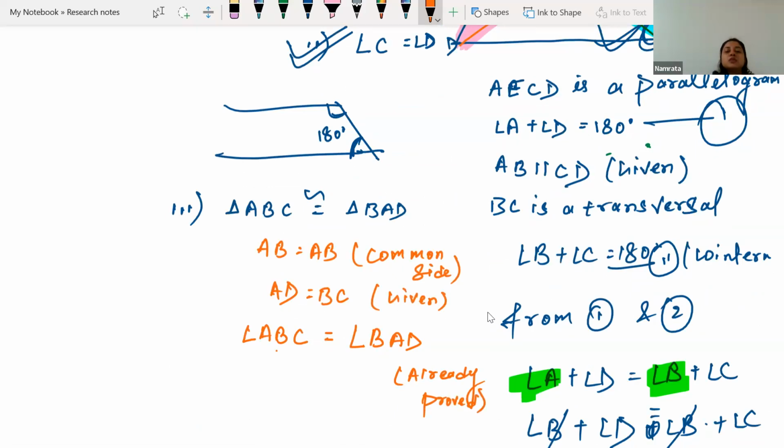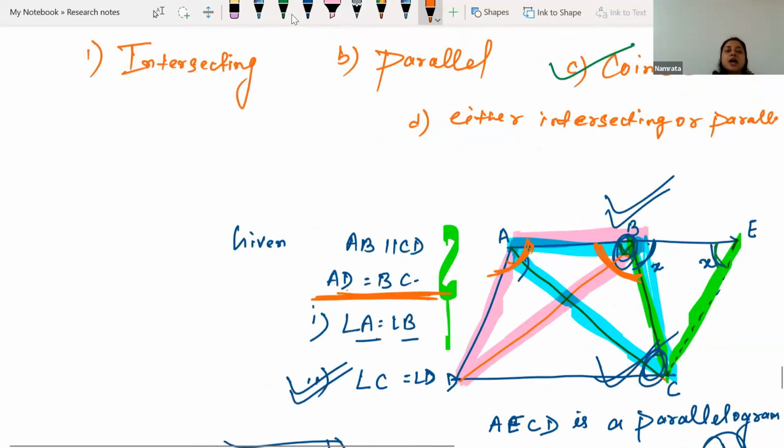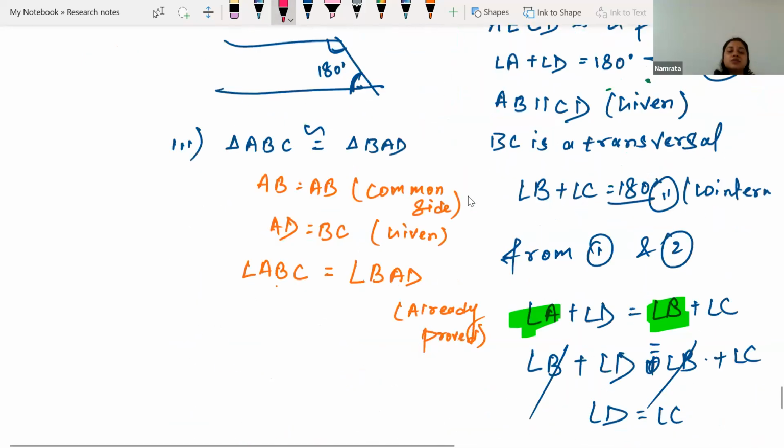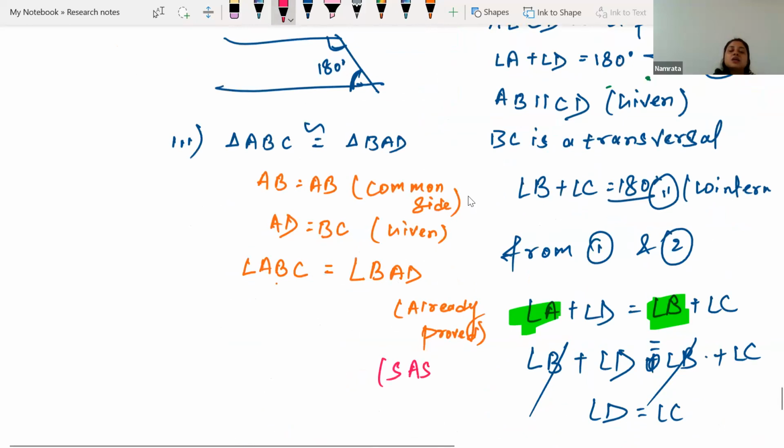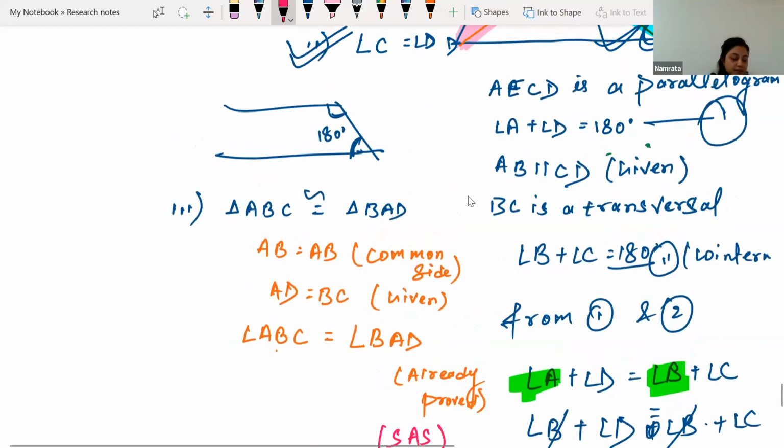Now, which congruency criteria is getting fulfilled? I have already said to you to check which congruency criteria is getting fulfilled. We will be focusing on any one of the triangles, either the sky one or the pink one. So if we focus on the pink one, this side we have used. This angle we have used. And this side also we have used. So what exactly we have used? Side angle side congruency criteria is getting fulfilled, and hence these two triangles are congruent with each other. Is it okay?